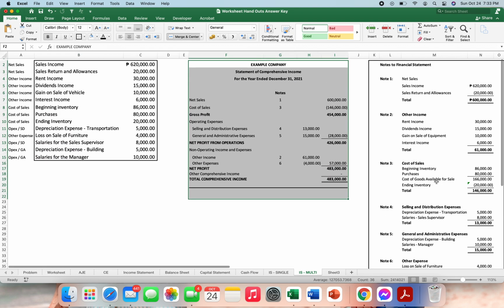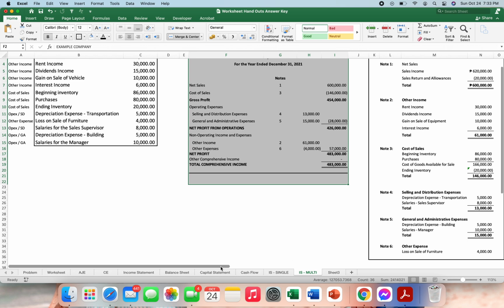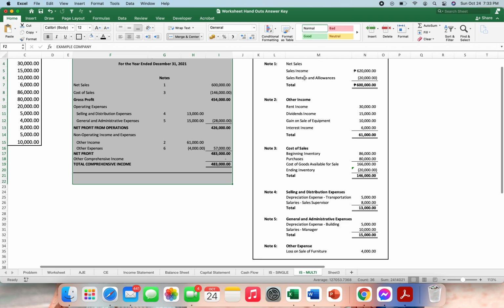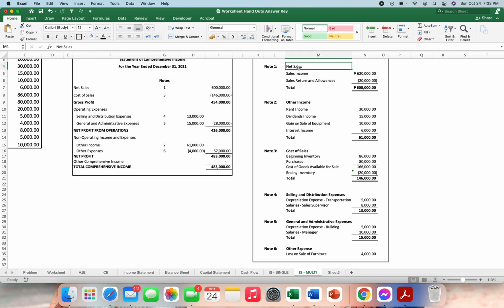So, these are the breakdowns of our notes to financial statement related to the income statement. Let's say this one, for the net sales, net sales means the sales income, less the sales return and allowances and sales discount. So that's how we came up with the total net sales of 600,000. This is this one, okay? This is it. Then other income, this is the composition from earlier. For the cost of sales, our computation of cost of sales is beginning inventory plus purchases, then less the ending inventory. So here, the amount of our cost of sales is 146.